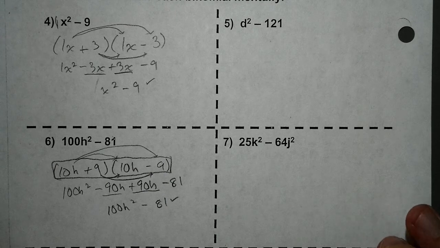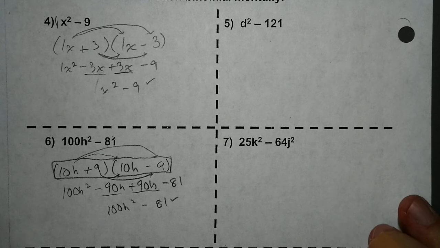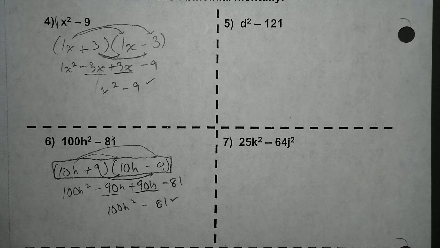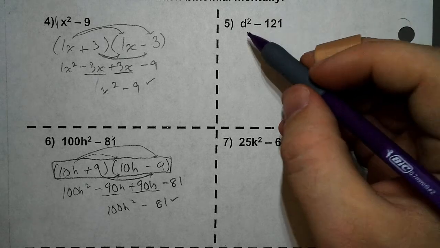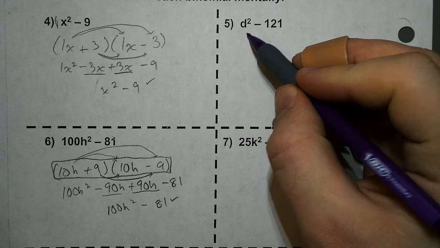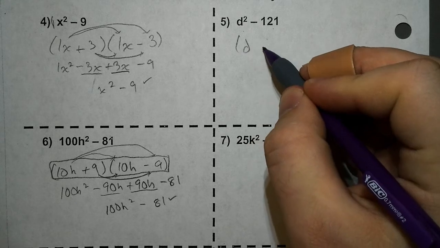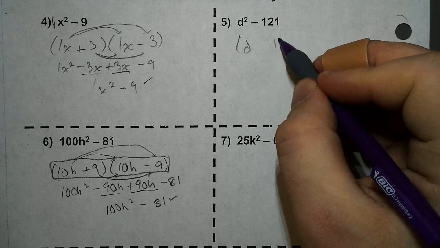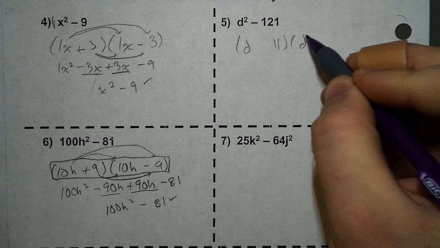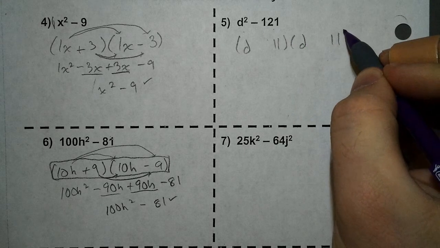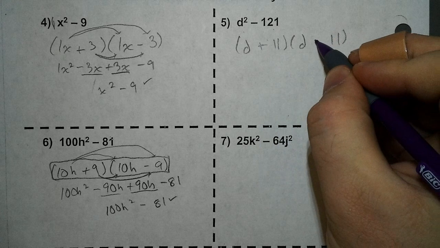Try 5 and 7. Push pause until you've completed them, and then push play when you're ready to see the answer. Push pause now. All right. Is this a perfect square? Yes. Is this a perfect square? Yes. So this is going to be 1d and 11. Our b term went away, so this is going to be positive 11. This one will be a negative 11.